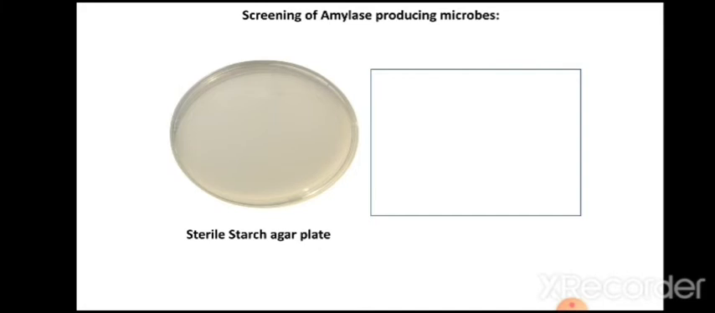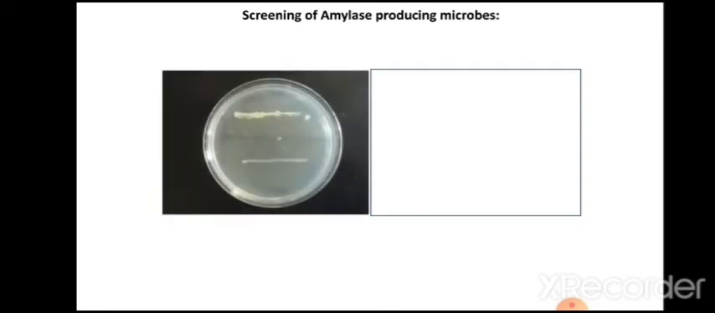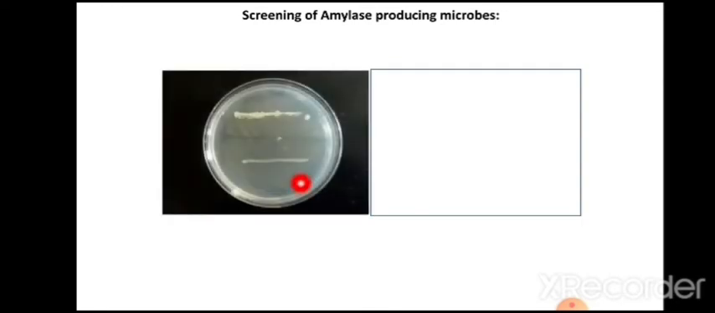Now, say for example, you have a culture and you want to determine whether that culture is able to produce amylase enzyme or not. Then what we can do is streak that bacterial culture, we can spot inoculate or streak it on a sterile starch agar plate as a 2 centimeter line. And then further, this plate after streaking will be incubated for 24 hours at the desirable temperature.